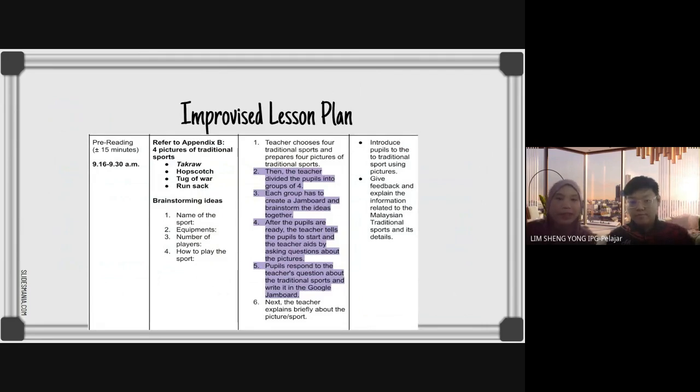All right. This is the improvised lesson plan that we have done. Instead of the pupils doing the activity together as a whole class, the teacher should divide the pupils into groups of four, and each group has to create a Jamboard and brainstorm their ideas there. They have to write on their own, and the teacher in this case will aid the students in answering the questions. All right, that is our improvised lesson plan for this theory.